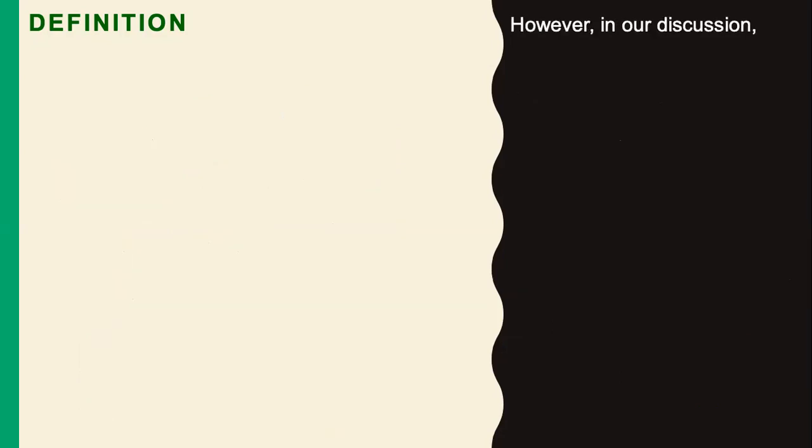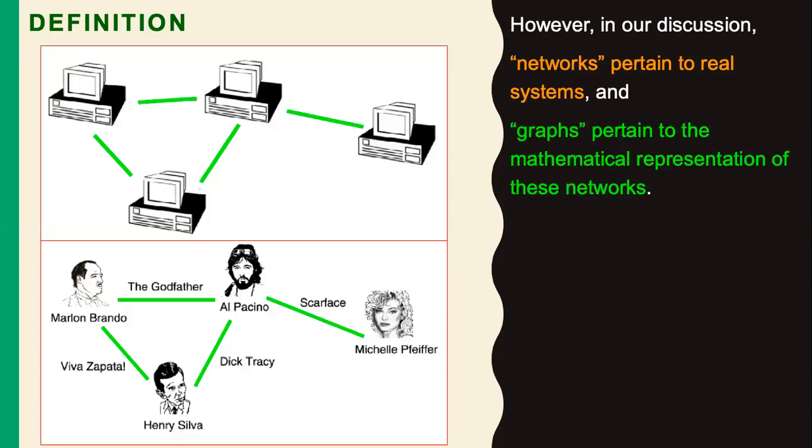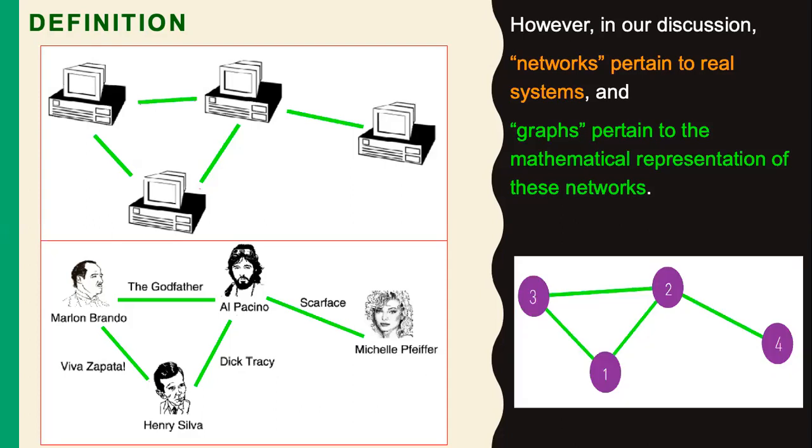However, in our discussion in this course, we can pertain networks to real systems. For example, here we have a system of connected PCs or computers, and a set consisting of interactions of different actors. And the graphs can be pertaining to the mathematical representation of these networks. In this picture, we know that the set of computers and the set of actors are totally different systems. But if you look at this, they're almost the same in their structure as a graph. So we can put that one in this abstract form, in this mathematical representation. Networks pertain to real systems and graphs pertain to the mathematical representation of these real systems.